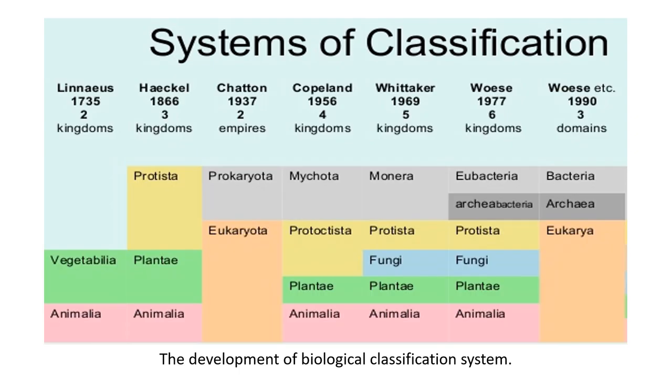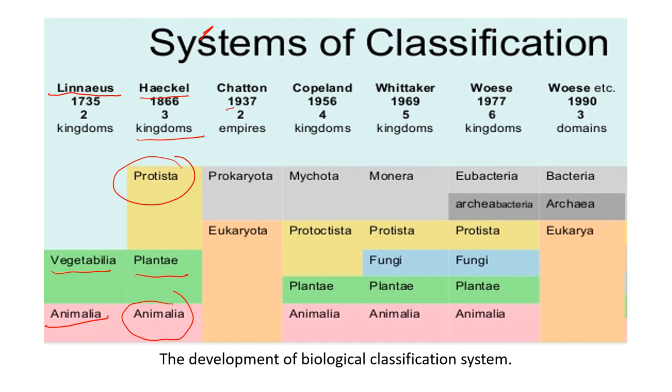So this is the system of classification throughout the years. First was proposed by Linnaeus in 1735, which only consists of two kingdoms: Vegetabilia and Animalia. And then in 1866, proposed by Haeckel, it consists of three kingdoms. The addition is Protista, Vegetabilia was renamed Plantae, and Animalia still remains Animalia.